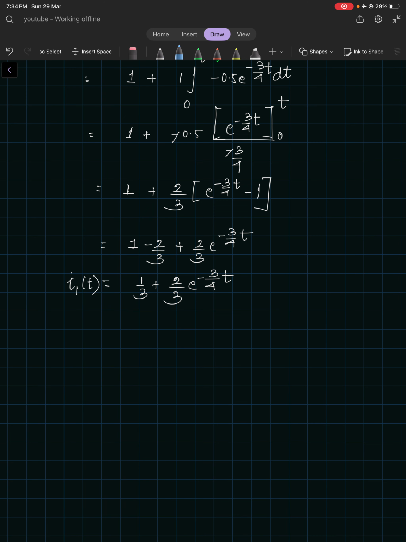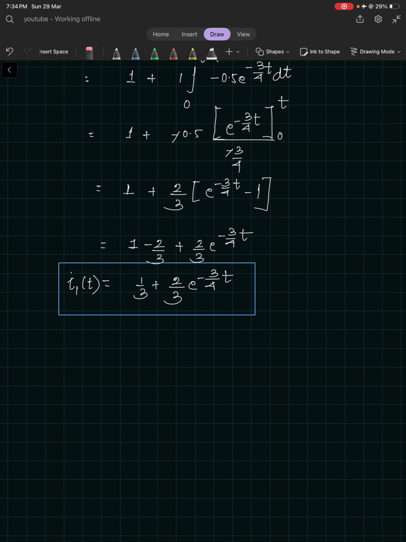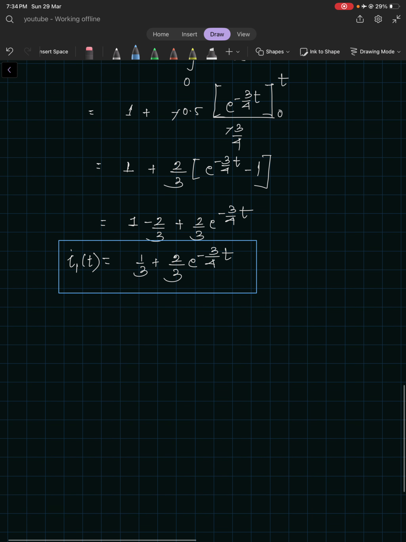Let me just put it in a box to highlight. Okay, so let's cross verify it. At t equal to 0 I need 1 ampere, right? So at t equal to 0, 2 by 3 plus 1 by 3 is equal to 1. In the steady state it will be 1 by 3 ampere. Okay, in the steady state it will reach 1 by 3 ampere.